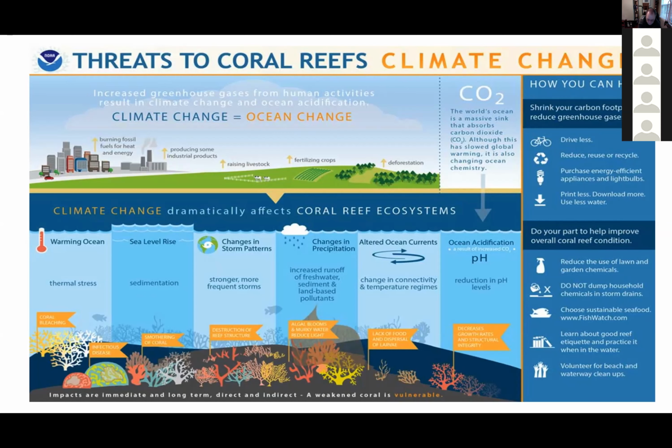Climate change also causes changes in ocean currents, which disrupts the cycle of larval dispersal and food circulation. So although corals are living, their mobility is obviously very limited, so these ocean circulations are a necessity for their feeding. And of course, we're all familiar with how the ocean's absorption of carbon dioxide lowers its pH, causing increased acidification.